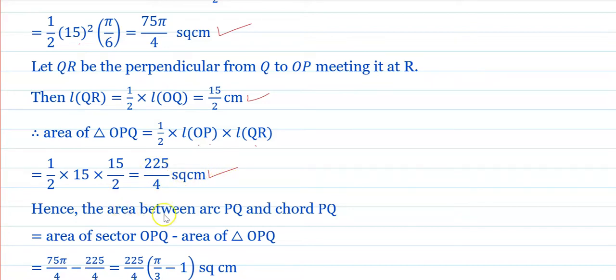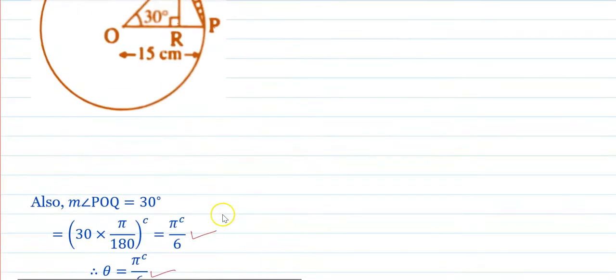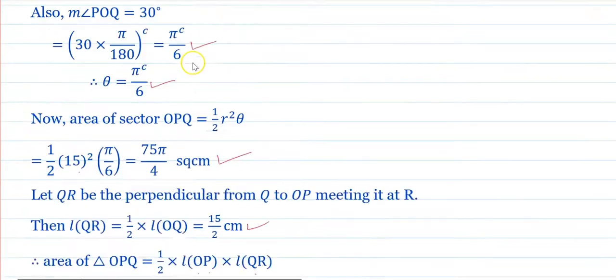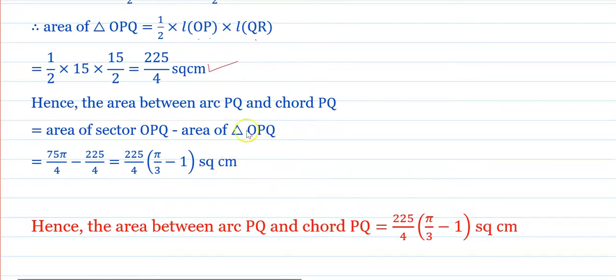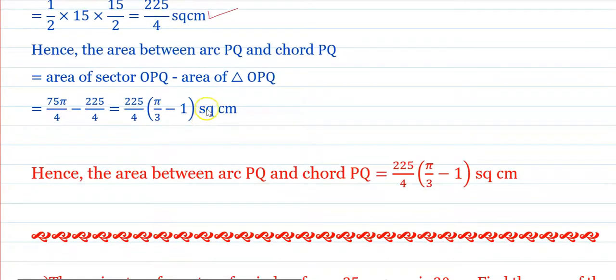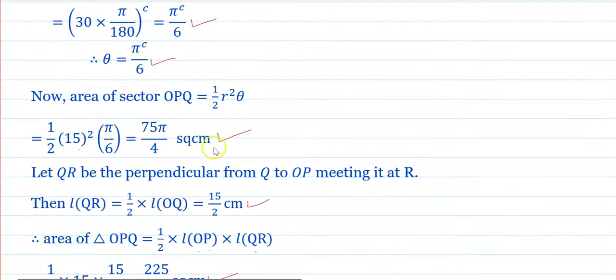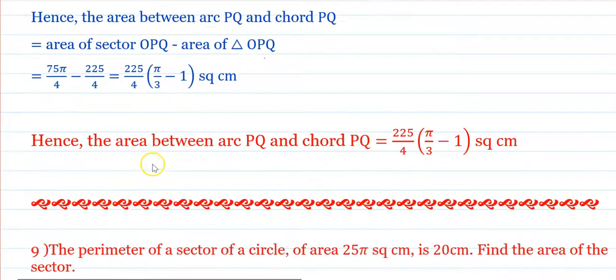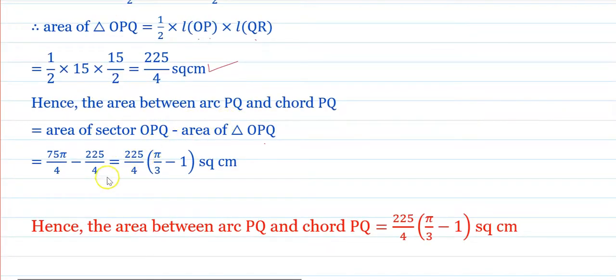And hence the area between the arc PQ and the chord PQ, this is the arc PQ and the chord PQ, the area between them is this shaded portion. That is equal to area of the sector OPQ minus area of the triangle OPQ. That is 75 pi by 4 minus 225 by 4.